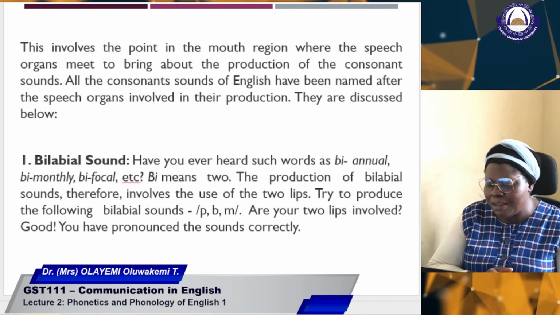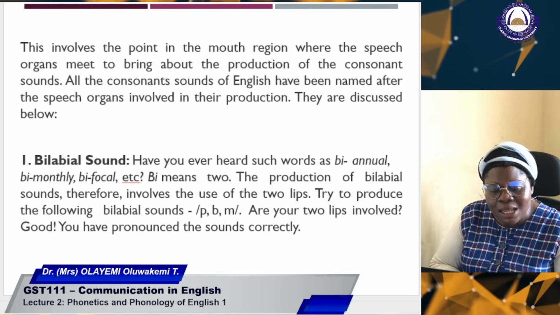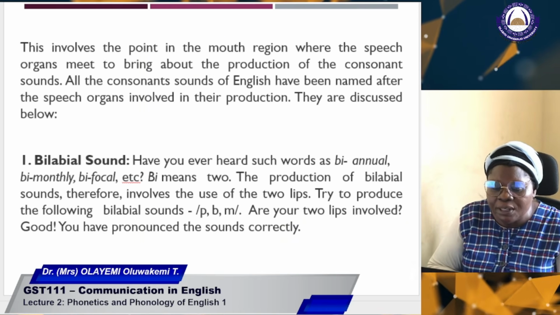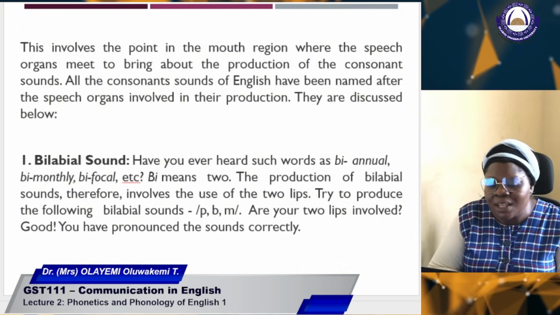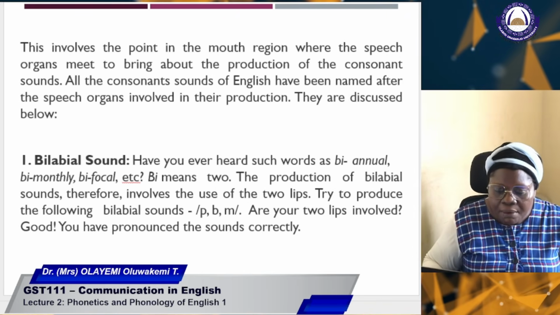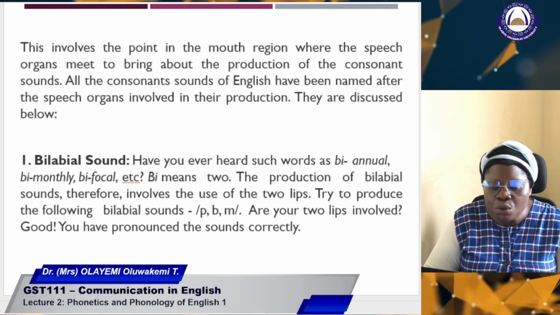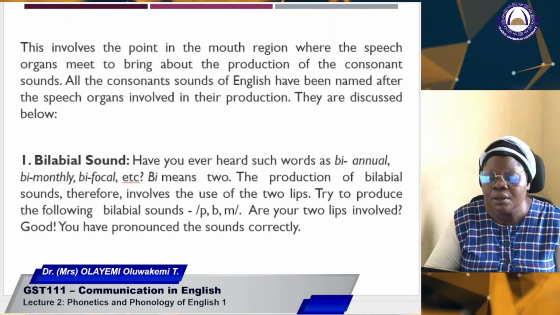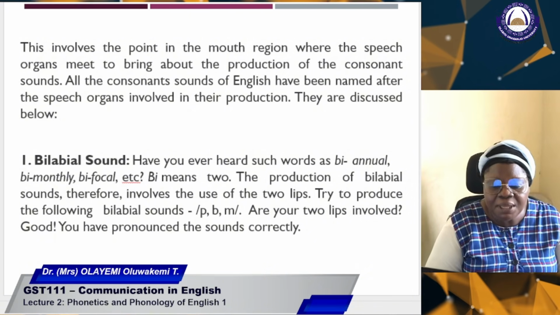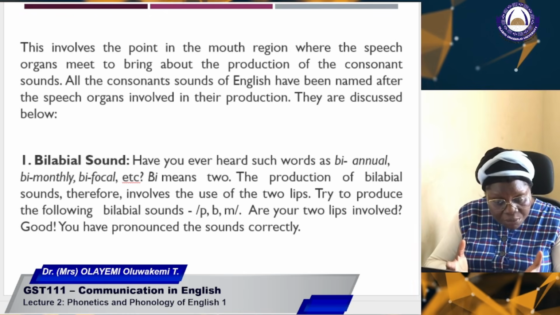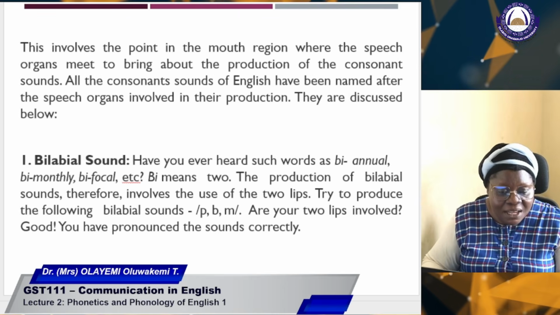You can just tell me what those bilabial sounds are. Make sure your lips are together. What are certain consonant sounds of English that you can produce when your lips are like this? Of course, there will be a separation of the lips when you produce the sound. So let's look at the first one: paper. They are bilabial sounds. There's no way you pronounce them without your two lips coming together. B, isn't it? In paper, b, in baby, and in man. So are your two lips involved? Yes, they are. So you have produced the sounds correctly if your two lips are involved.